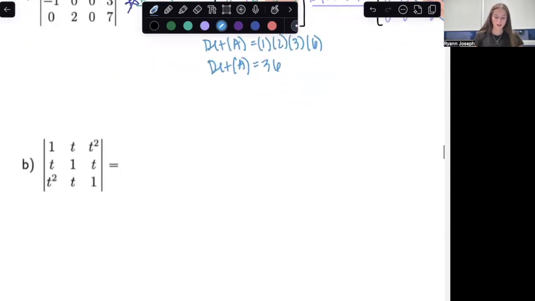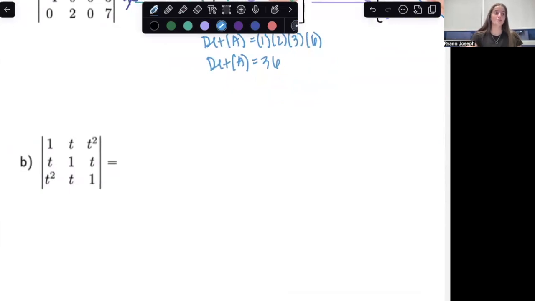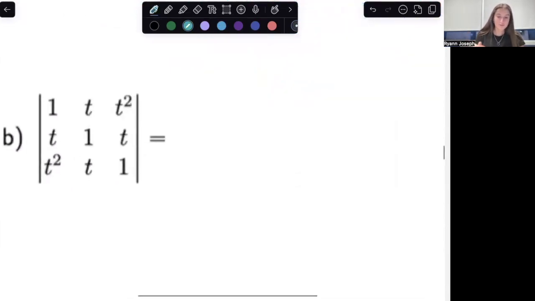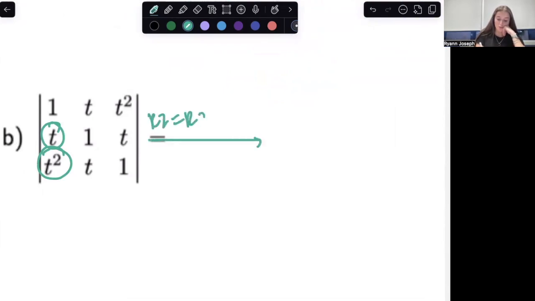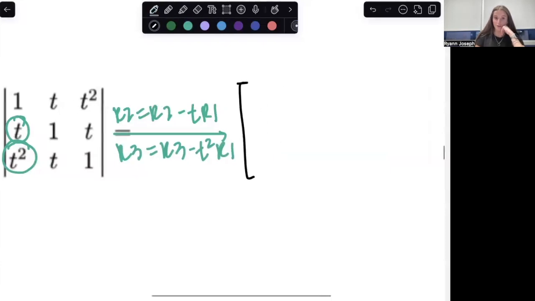Cool. Next up, we have variables. Honestly, that gets a lot more confusing, but we're going to do the same process and hopefully we'll lose our minds. So here, I want to get an upper triangular matrix. So I'm going to first turn these both into zeros. So I'm going to do row 2 is equal to row 2 minus t row 1, and row 3 is equal to row 3 minus t squared row 1. So being very careful in what I do.